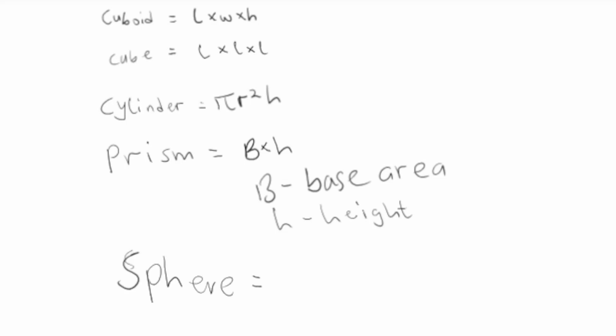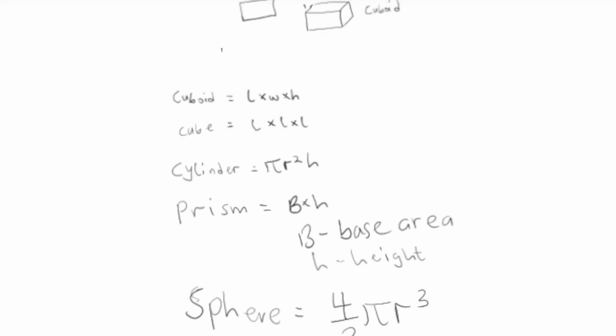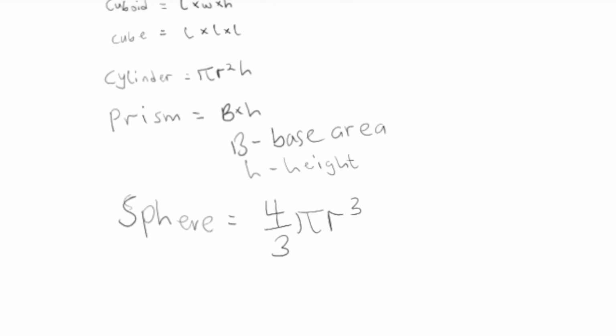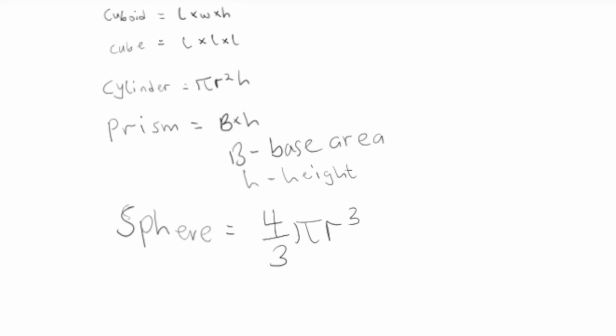Volume of a sphere is going to give us 4 over 3 pi r cubed. 4 over 3 pi r cubed. And then we talk of cone, the volume of a cone. So let me do that of cone too.